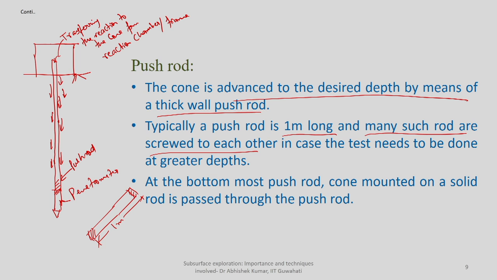But what happens at the center, because you are measuring the resistance, there will be some kind of transducers here, transducers here also, which are some kind of gauges or sensors measuring the cone resistance, cone tip resistance. Once it is measured, it has to be transferred to the surface, and in the same way here also there will be some kind of friction sensors.